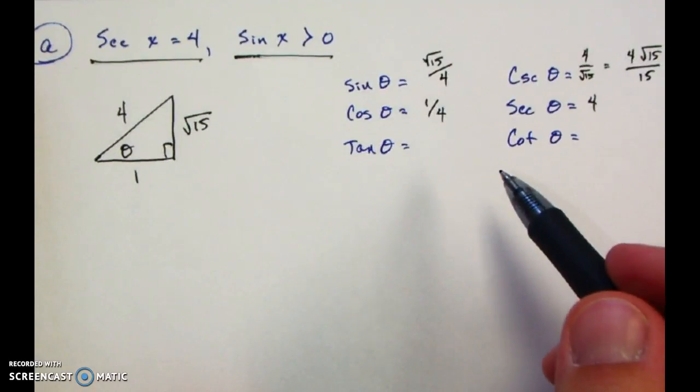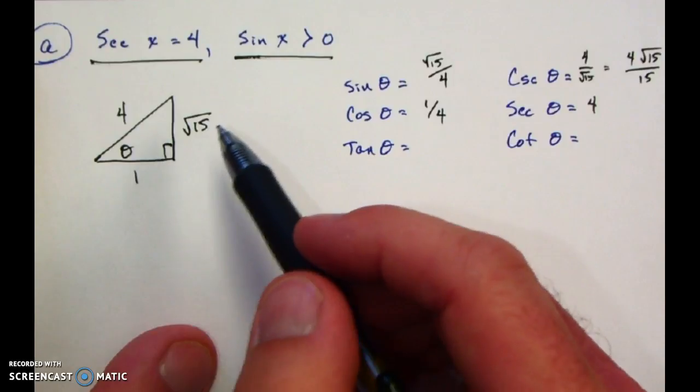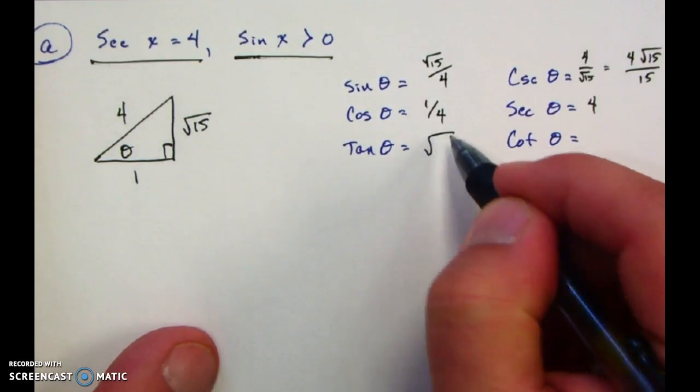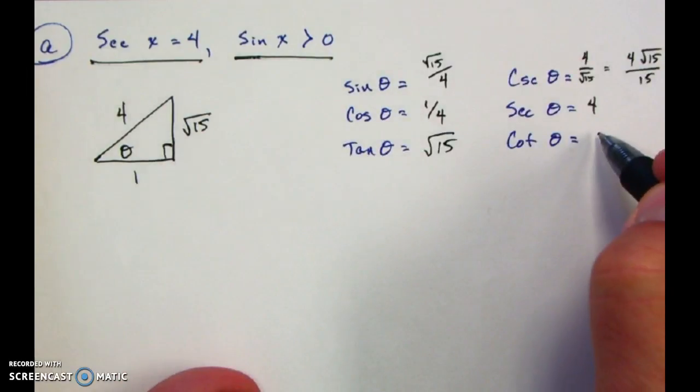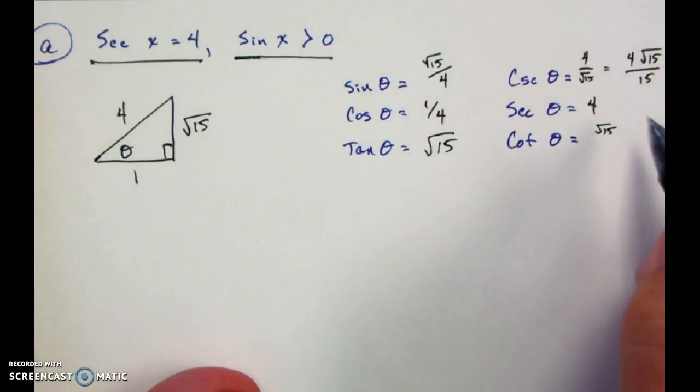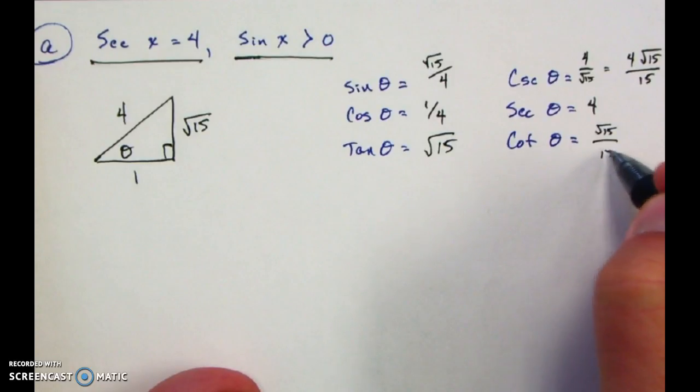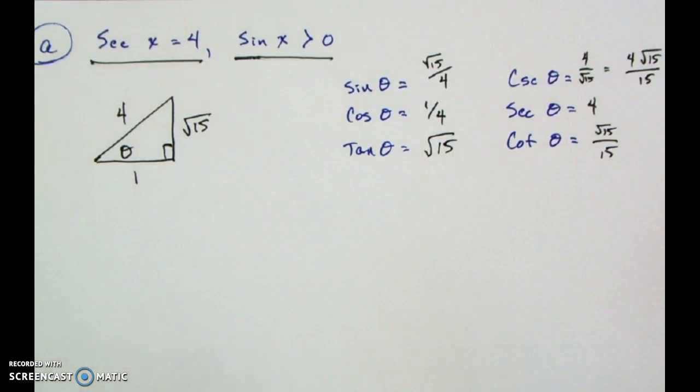And then as far as the tangent, that is opposite over adjacent, which would be equal to the square root of 15. The reciprocal of that would be 1 over the square root of 15. Again, rationalizing the denominator would give square root of 15 over 15 for that value.